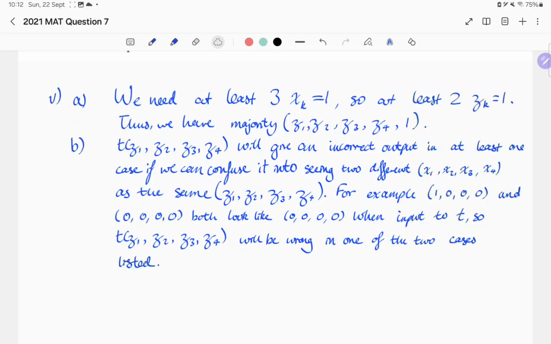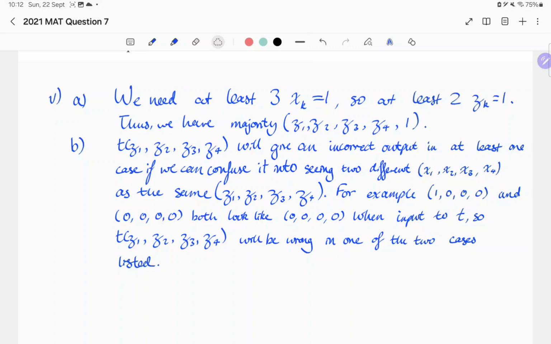Let's work on part A first. So, for the left-hand side to be 1, then we need at least 3 of xk to be 1, which means that at least 2 of zk will be 1. Therefore, we can try and work from majority of z1, z2, z3, z4, and to balance the function such that 2 1 inputs will give a majority, we can just stick another 1 input into the end, giving us majority z1, z2, z3, z4, 1.